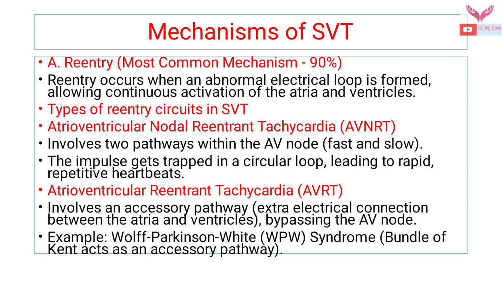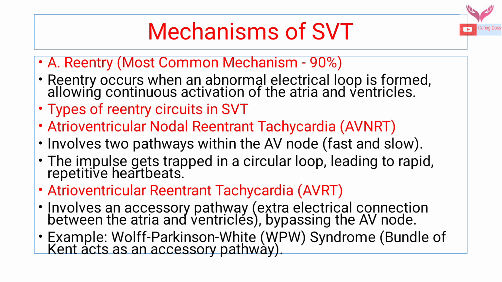The most common mechanism of supraventricular tachycardia is re-entry, seen in 90% of cases. Re-entry occurs when an abnormal electrical loop is formed, allowing continuous activation of the atria and the ventricle. The types of re-entry circuits in supraventricular tachycardia are atrioventricular nodal re-entrant tachycardia, which we call AVNRT.